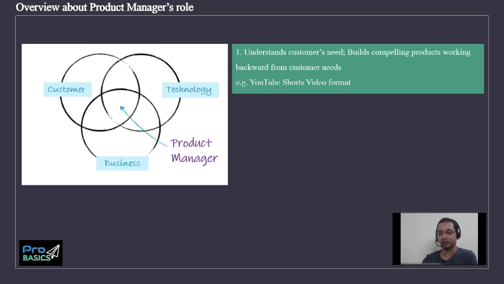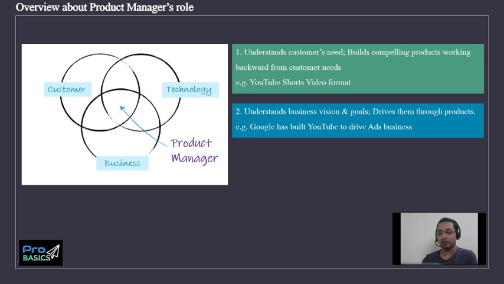PM understands business visions and goals and then they drive them through the products they build. They manage life cycle of the product including working with other teams to drive adoption and business results. Example, Google has built YouTube to drive its ads business.